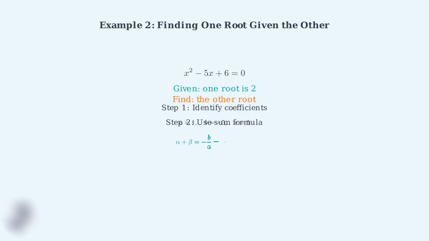Next, we use the sum formula. Alpha plus beta equals negative b over a, which gives us negative negative 5 over 1, which equals 5. Since we know one root is 2, we can substitute: 2 plus beta equals 5. Therefore, beta equals 3. The other root is 3.